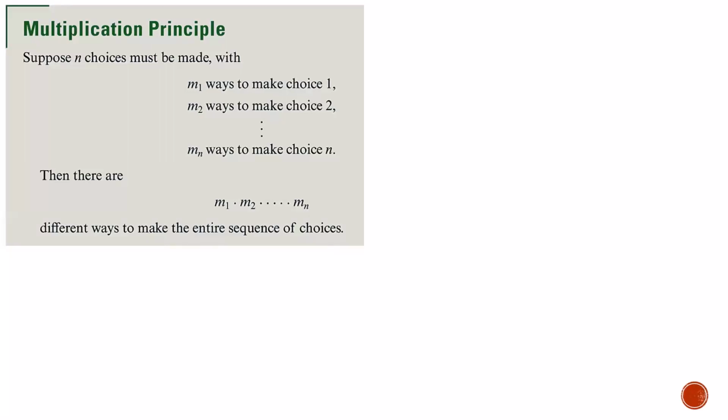If you have, say, n choices to make, and the first choice, let's call that choice 1, there are m sub 1 ways, and there are m sub 2 ways to make choice 2, etc. The number of ways to make your final outfit, or whatever you're doing, is the product of how many ways there are to make each choice.